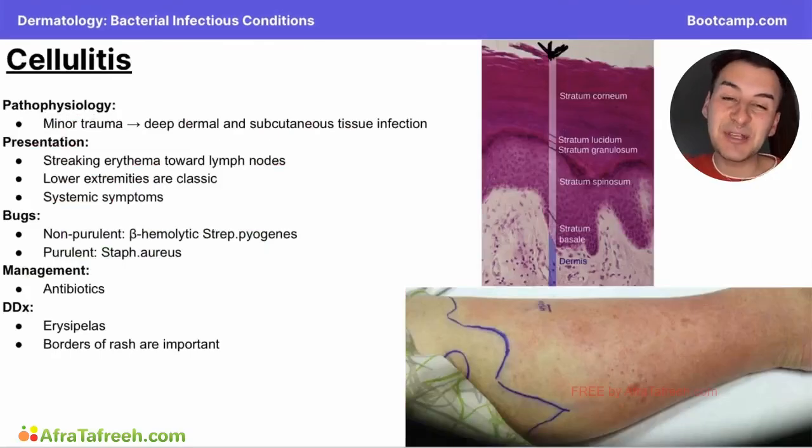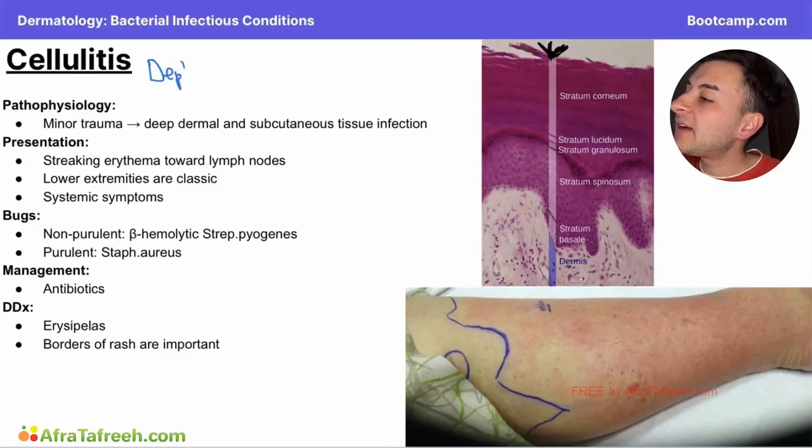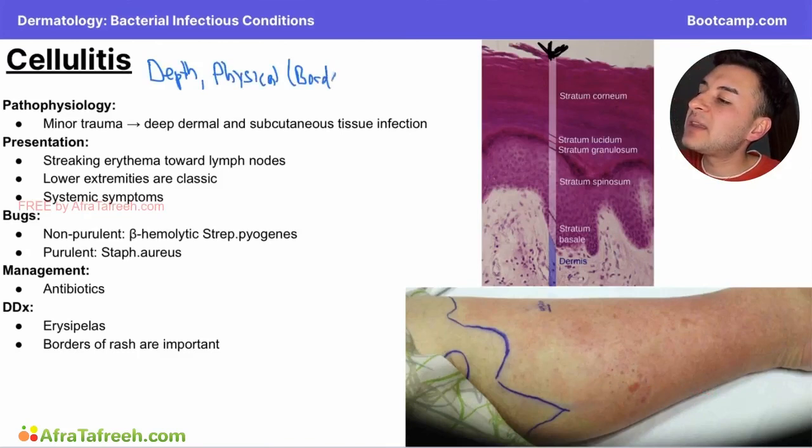Next, let's talk about cellulitis. And when we're talking about cellulitis, I want you guys to focus on two key things. And that's going to be the depth of the infection and also the physical exam findings, specifically the border of the rash. And that is going to be the key differentiating factor here for cellulitis.